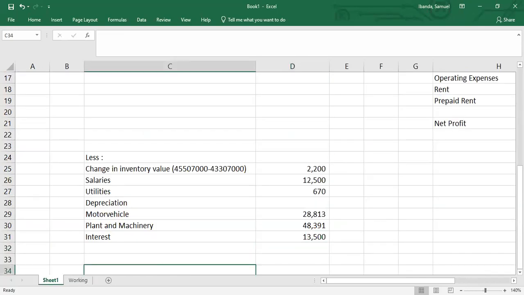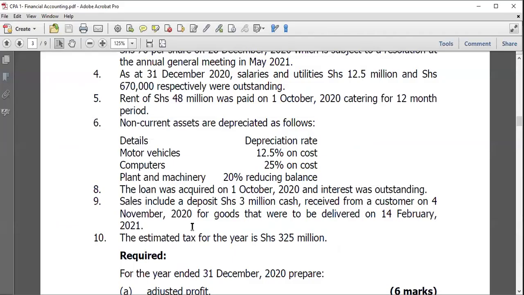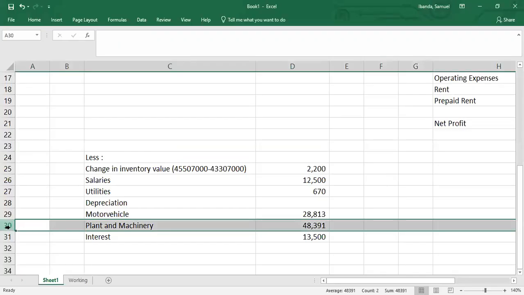So with that in mind, I now proceed and see if there's anything else that I have not put in there. So they're telling us that sales include a deposit of 3 million cash received from a customer on 4th November 2020 for goods that were delivered on 14th February 2021. Okay, I'm going to say it was me that I didn't record computers. Let me just try to record them here.